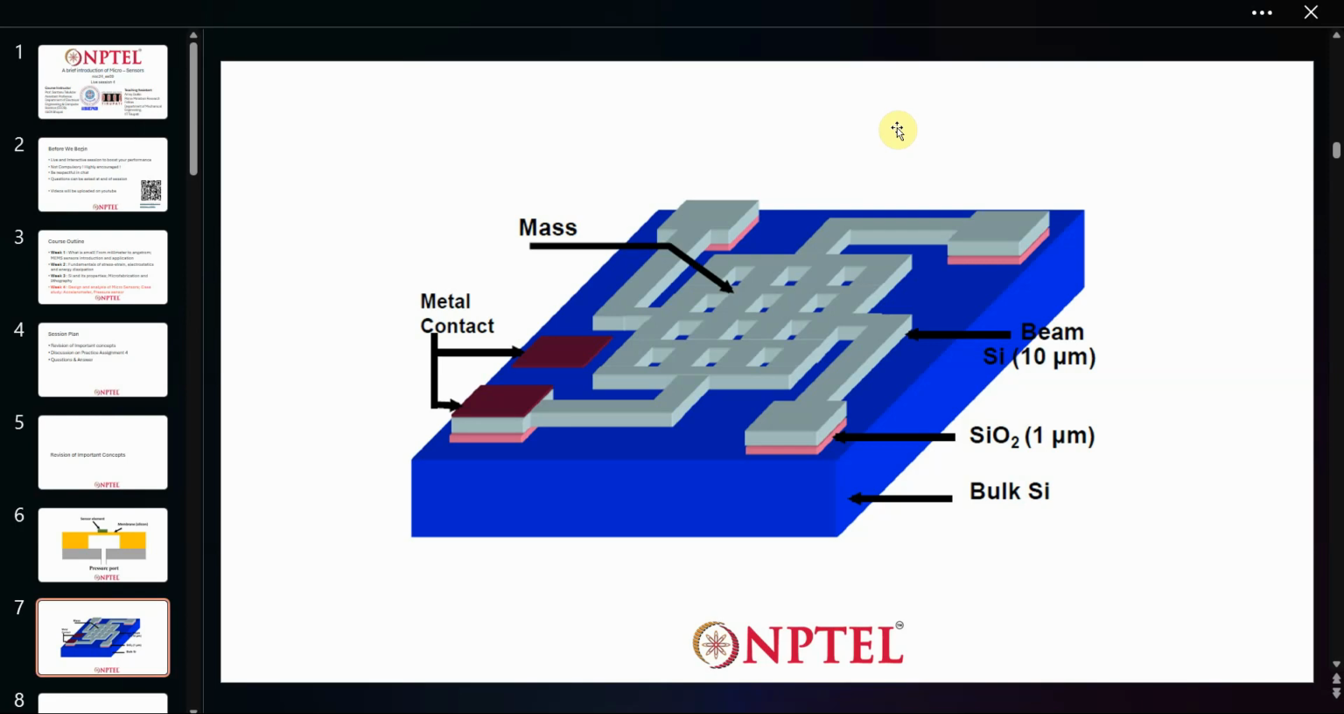So you can see that one metal contact is at the base plate and one metal contact is connected to the top plate. So that is how the potential is actually applied between the two bodies.